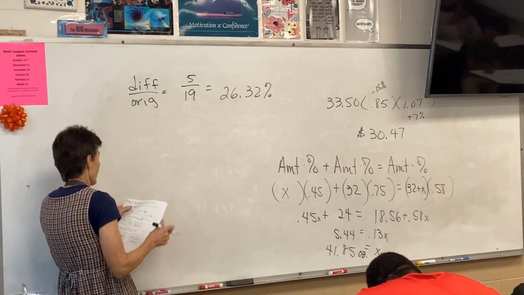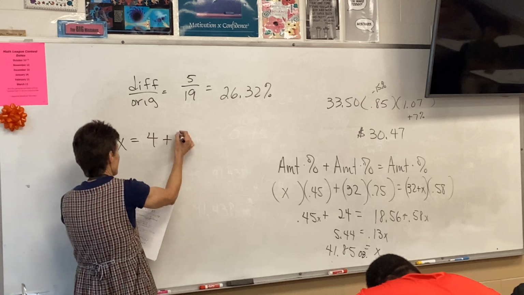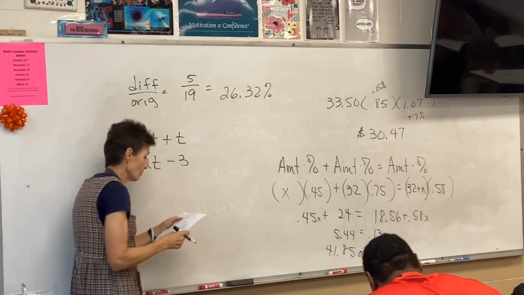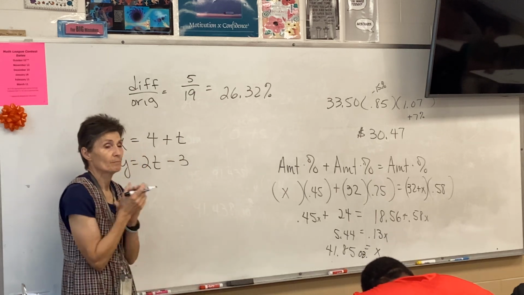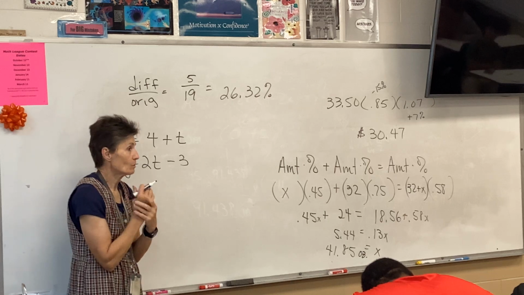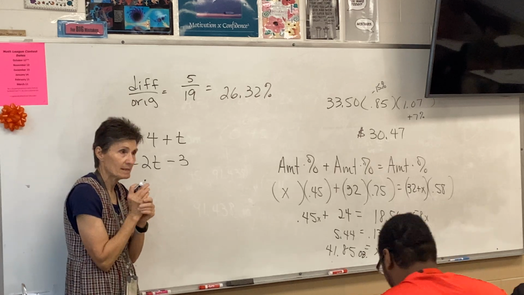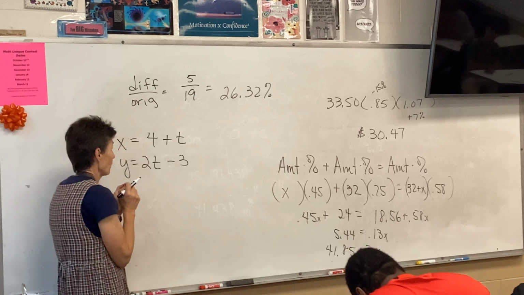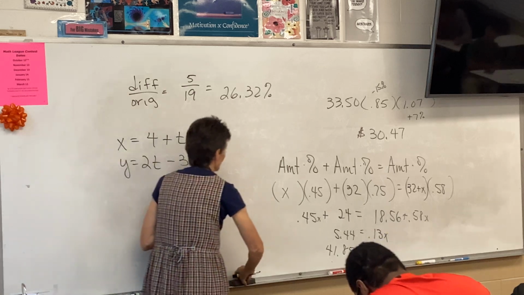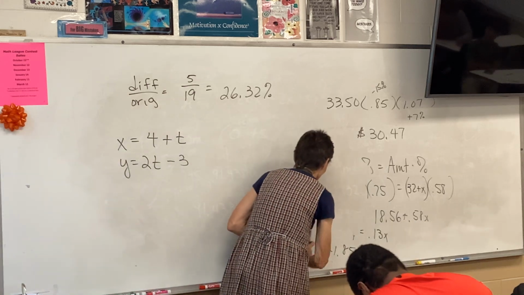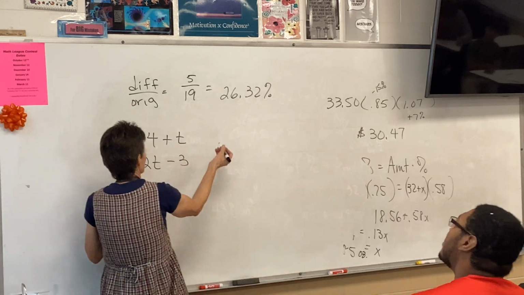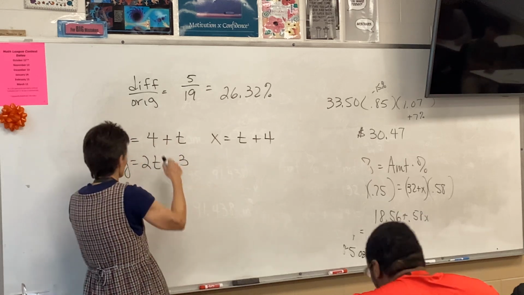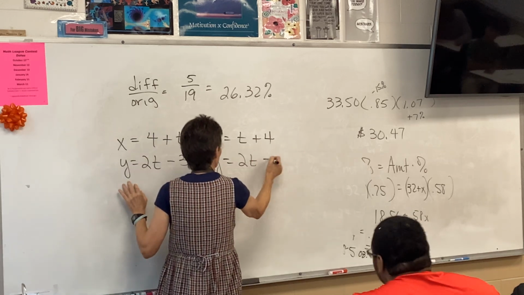Number 6. I have 2 parametric equations, and I have to find a direct algebraic relationship between them. Okay, you should have your notes out. What does that mean? Eliminate T. Now, if you are literally going to use elimination to do that, you are going to need to line them up. So X equals T plus 4. I'm just turning that one around. And then Y equals 2T minus 3.